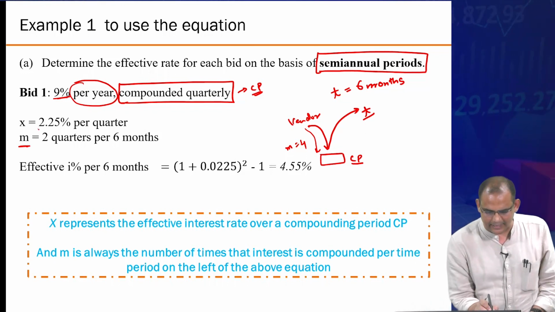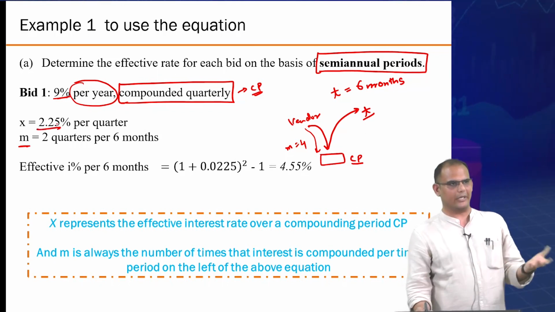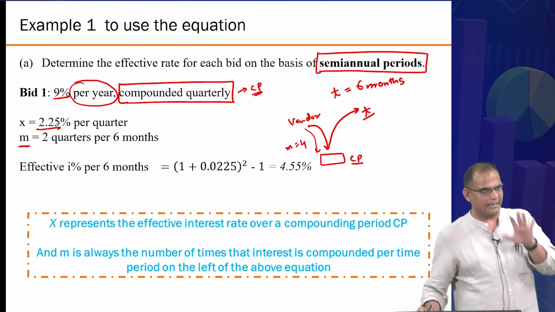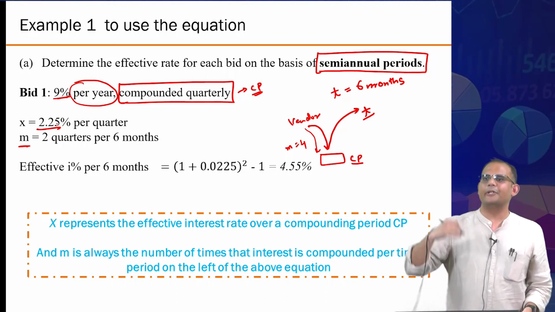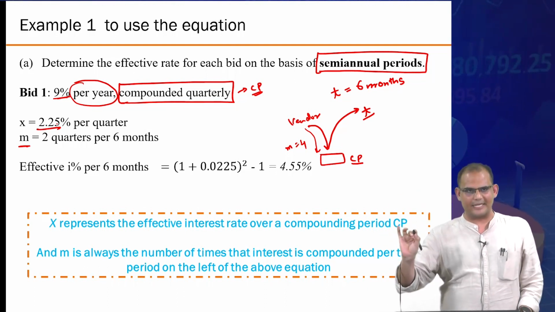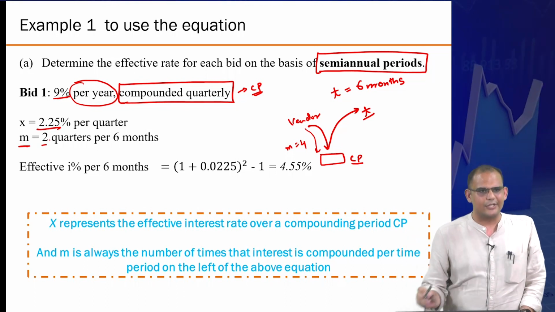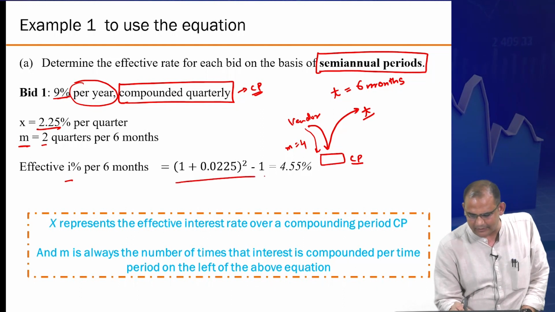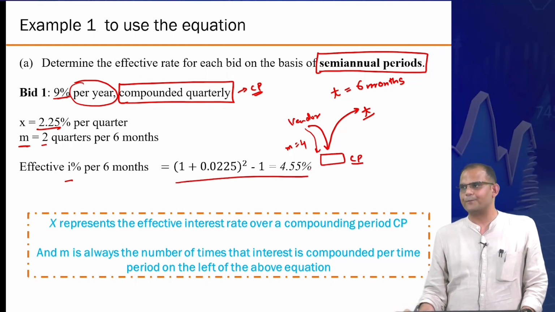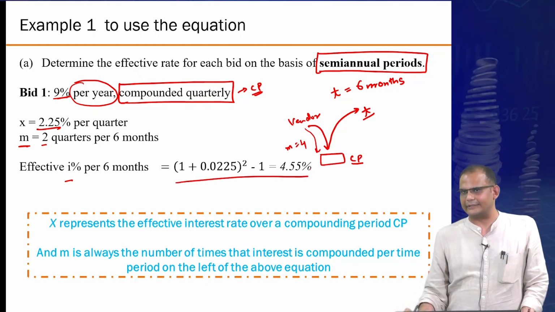So your rate becomes 2.25% per quarter. R by M, M becomes 4. But now you need to transfer it to only a semi-annual basis. This is what you desire. So then M becomes 2 quarters. So your effective rate per 6 months becomes this particular value. Clear or not?